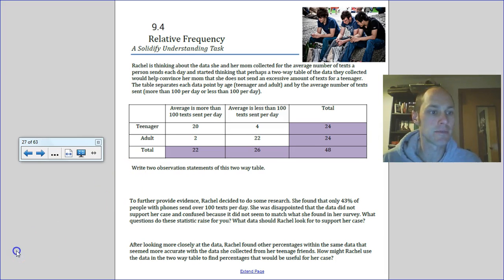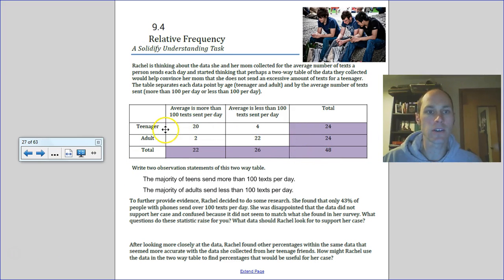So pause it now. So this is what I noticed as I look at the teenager totals. I noticed that the majority of teenagers send more than 100 texts per day. And looking at just adults, the majority of adults send less than 100 texts per day. So that's what we can observe based off just looking at the table.